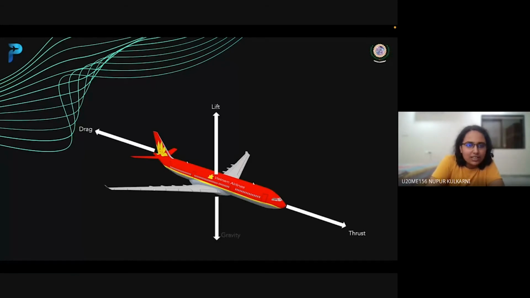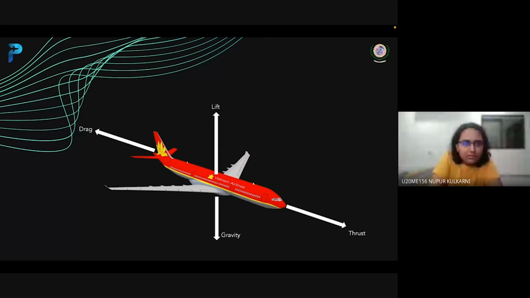First of all, gravity. It acts downwards because of the weight of the aircraft. Then we have thrust. Thrust is a forward pushing force generated by propellers or other thrust producing devices installed on our aircraft. Most of the time we have propellers for it.